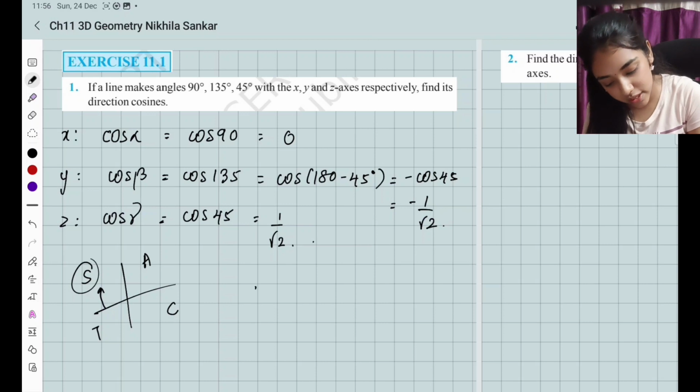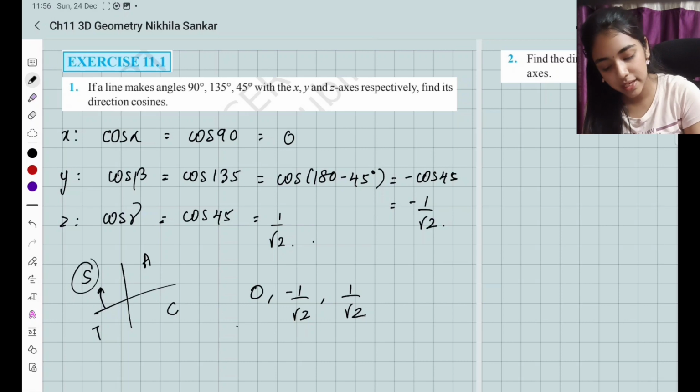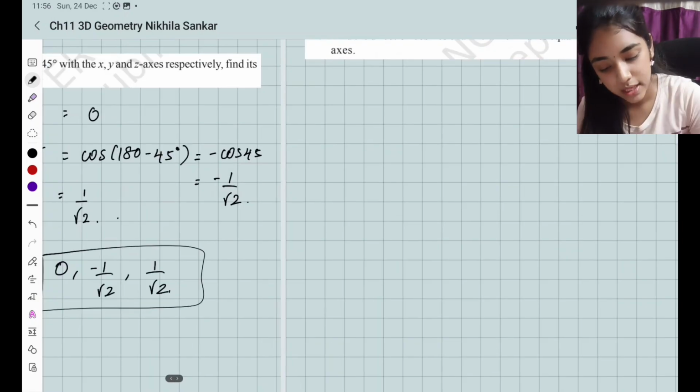So, what are my direction cosines? 0, minus 1 by root 2 and 1 by root 2. So, these are my direction cosines. Okay? Please copy. Question number 2.